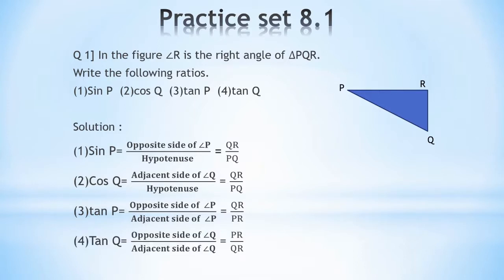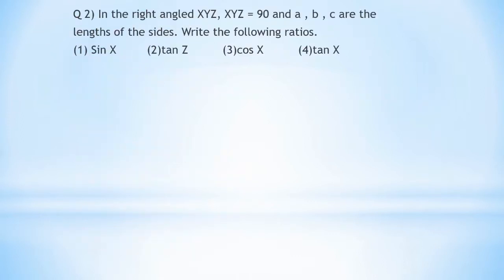Tan Q is opposite side of angle Q upon adjacent side of angle Q, where the opposite side of angle Q is PR and the adjacent side of angle Q is QR. So tan Q is equal to PR upon QR. Now let us solve the second question.